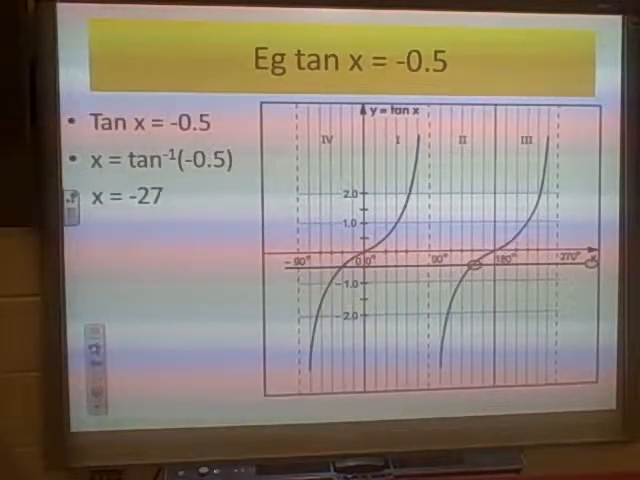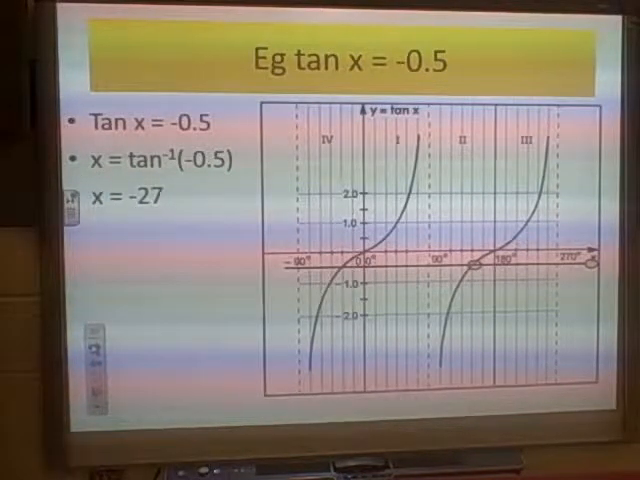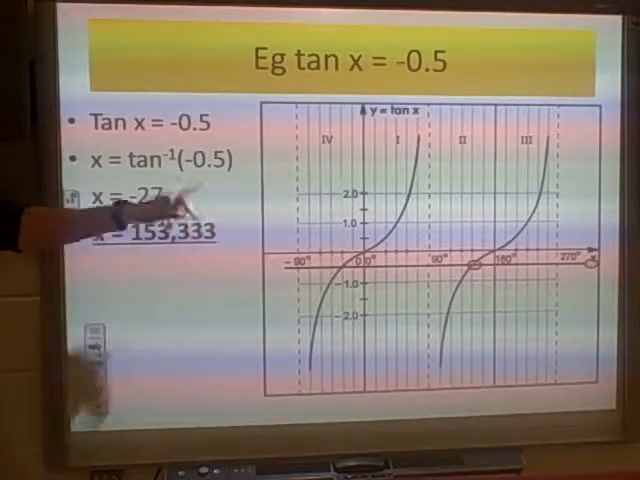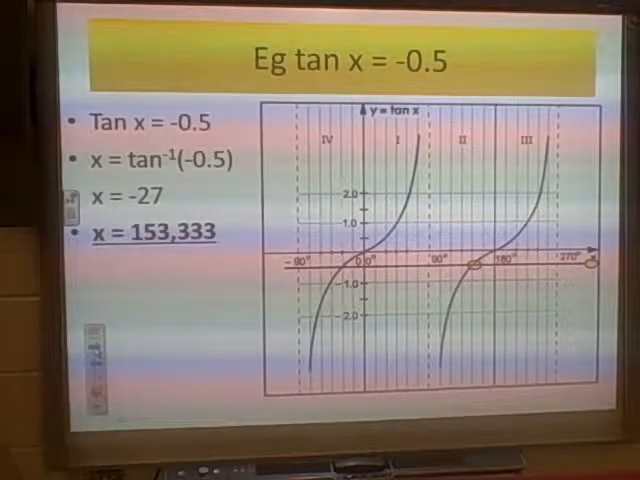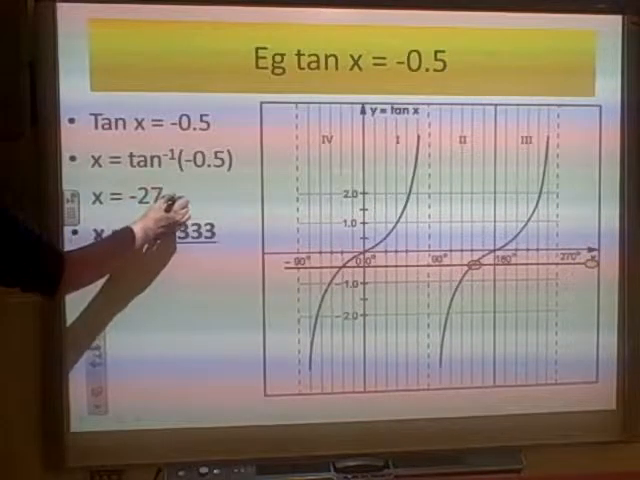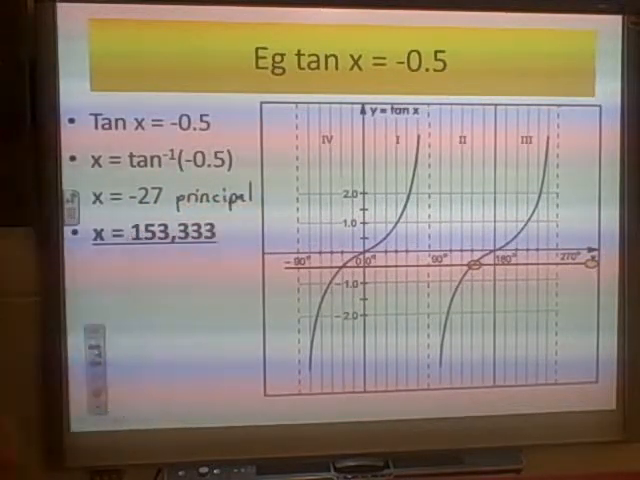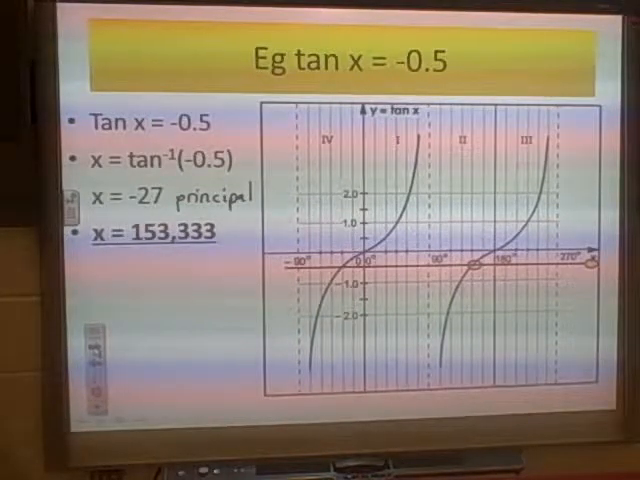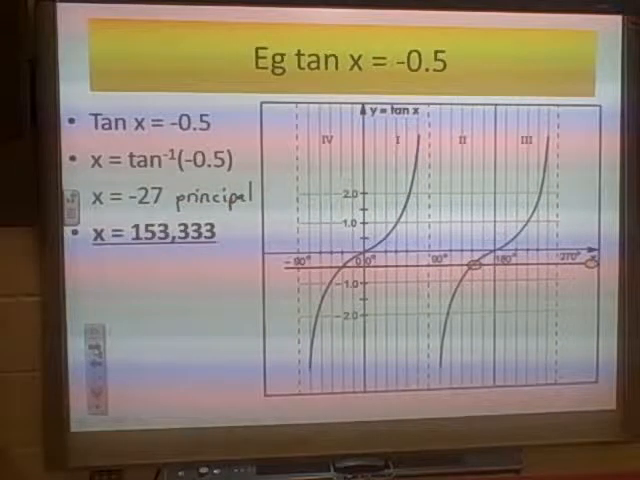We don't want that as part of our answer, but you need it to find the other answers. As tan repeats every 180 degrees, add on 180 degrees. Add on another 180 degrees. If you add on another 180 degrees, you get 513, which is above our limit of 0 to 360. So this was our principal value, but it actually wasn't relevant for this question because it wasn't between 0 and 360. These two values were, so this is going to be our answer.